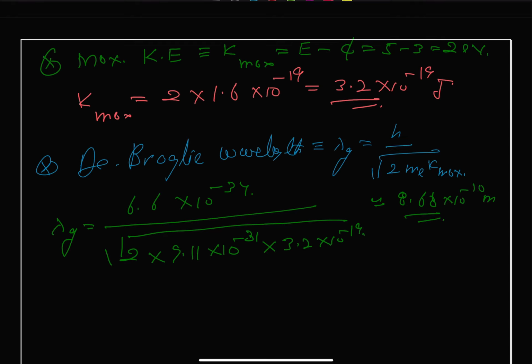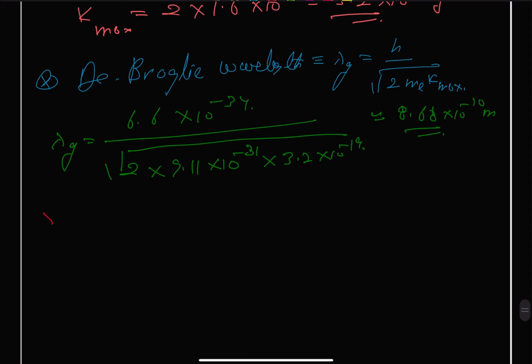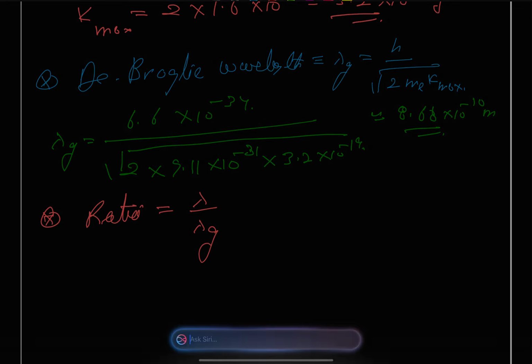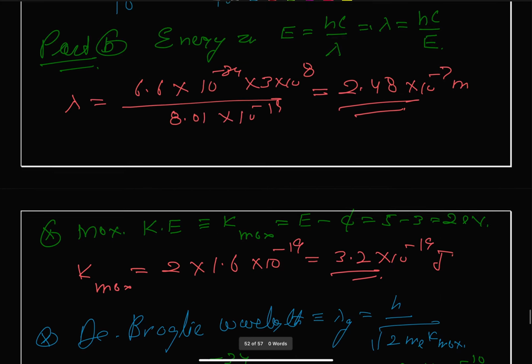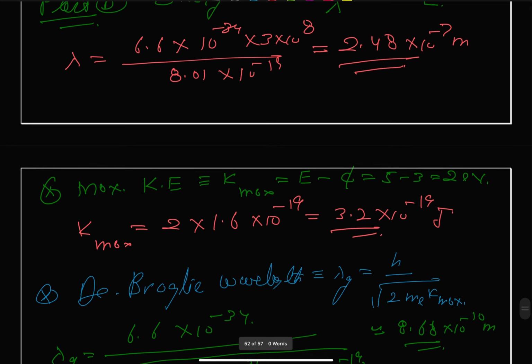And now we are simply going to find out the ratio. So we can say our ratio is lambda upon lambda g. Lambda g is our 8.68 into 10 to the power minus 10, and lambda was our 2.48 into 10 to the power minus 7.